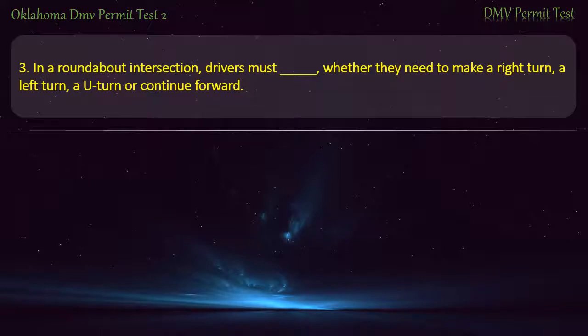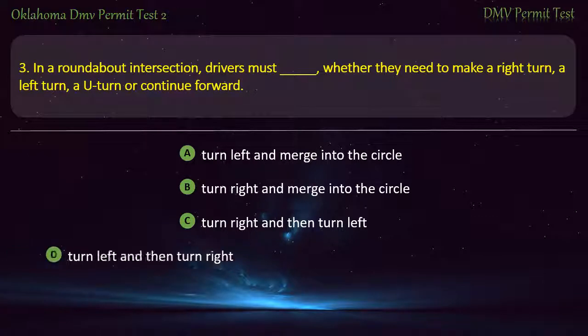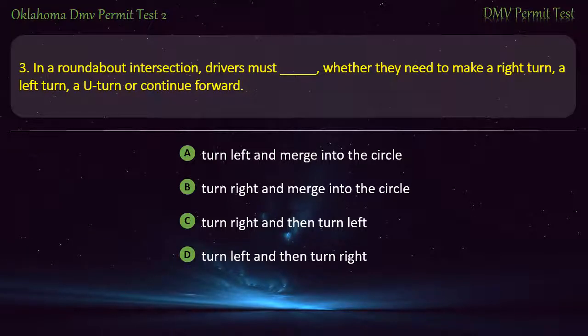Question 3. In a roundabout intersection, drivers must, whether they need to make a right turn, a left turn, a U-turn, or continue forward. Turn left and merge into the circle. Turn right and merge into the circle. Turn right and then turn left. Turn left and then turn right. Answer. Turn right and merge into the circle.